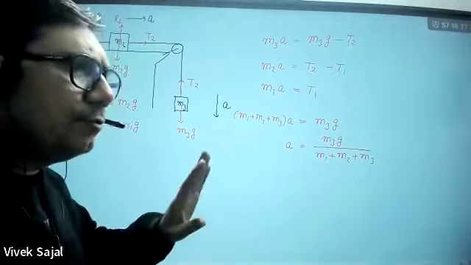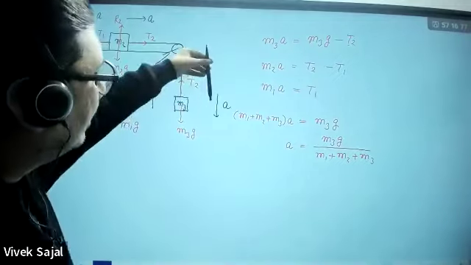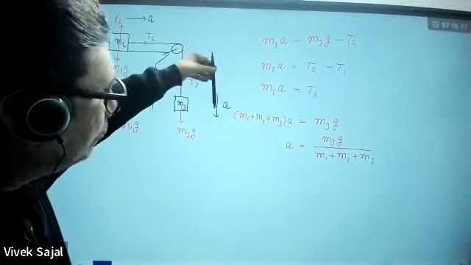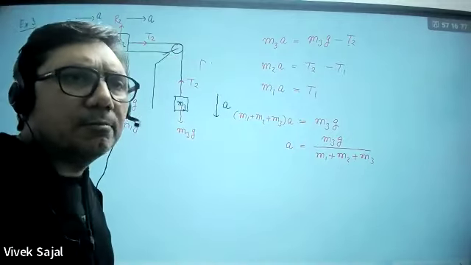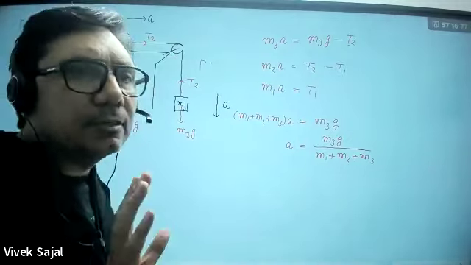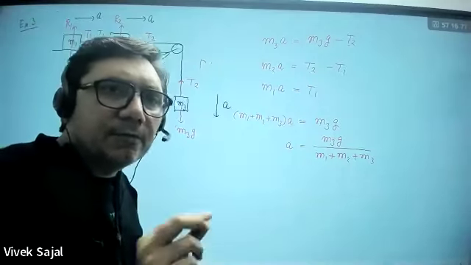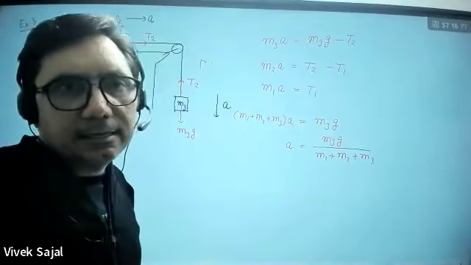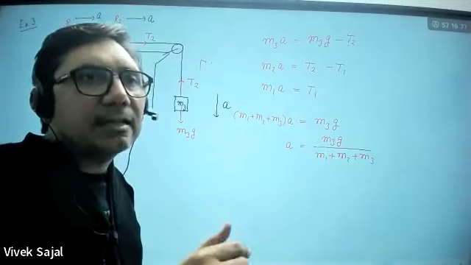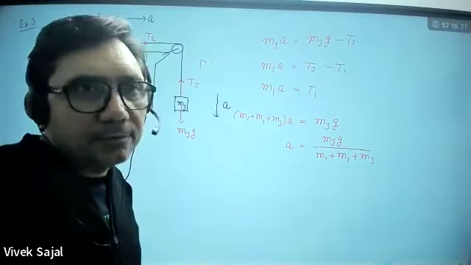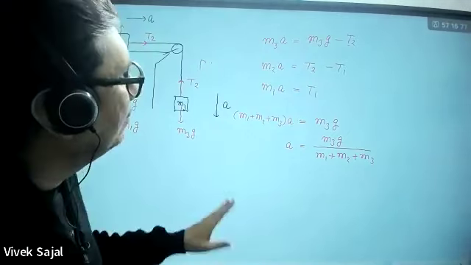Just assume one direction, and in this chosen direction, take the acceleration, draw all the forces, and solve the problem. If you get a positive acceleration, then your choice of direction is correct. If you get a negative value, it means the actual acceleration is opposite to your choice. So that type of situation will be there.